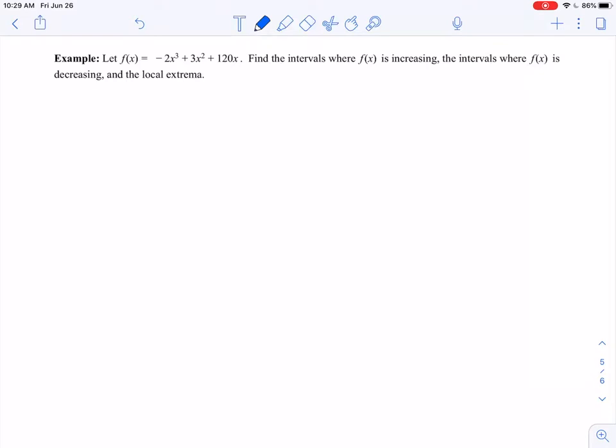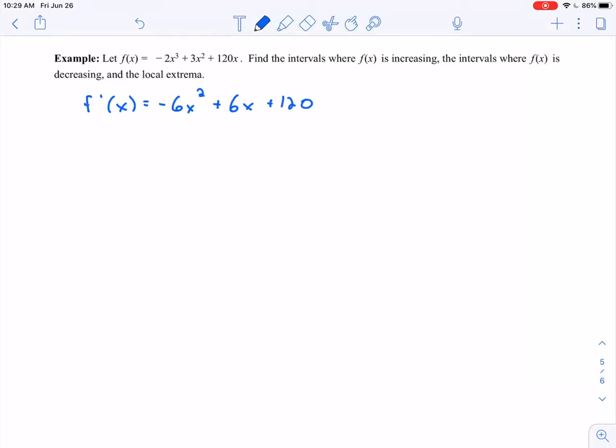So if I want to determine where a function is increasing, where it's decreasing, finding local extrema, all of those things require finding the critical points first. So I'm going to find my derivative, which here isn't too bad. We're just going to use a power rule. So I should have negative 6x squared plus 6x plus 120.